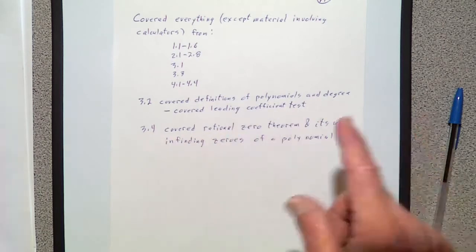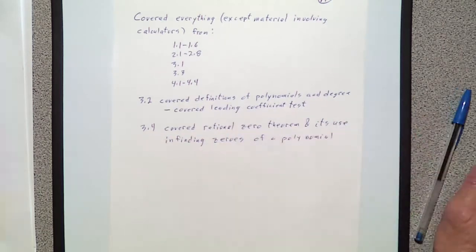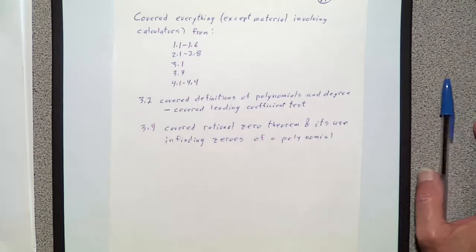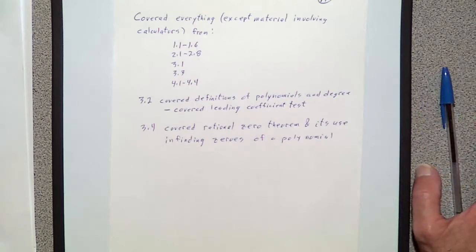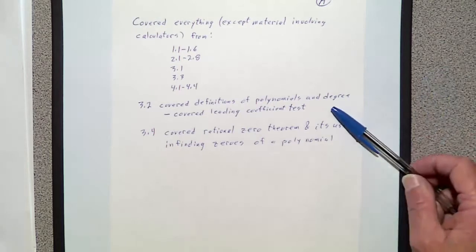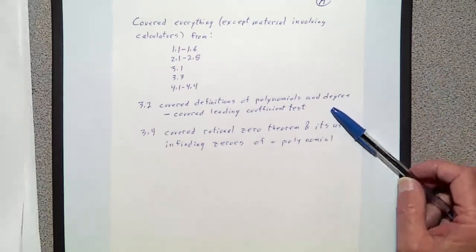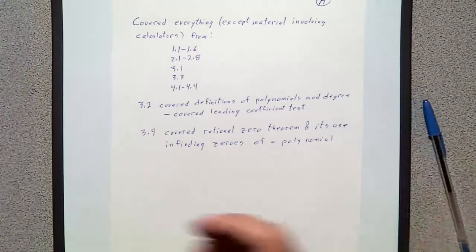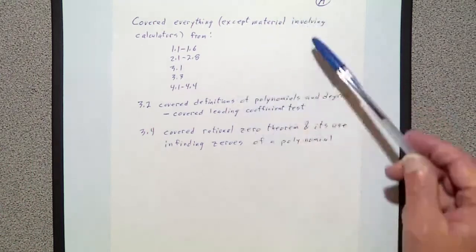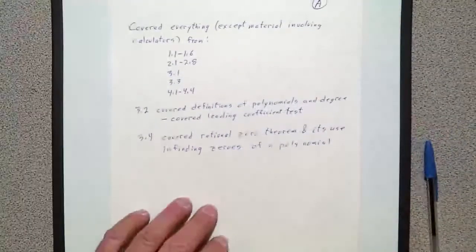In 3.4, we covered the rational zero theorem and its use in finding zeros of a polynomial. That's like the problem I worked a moment ago on the third exam. You look for rational zeros, and if you find one, then you divide and you find the other 2. We didn't cover anything else from 3.2 to 3.4. That is to say, we did not cover Descartes' rule of signs and all that other stuff. All of the homework problems, and therefore all of the test problems, are from the book and from this part of the book.